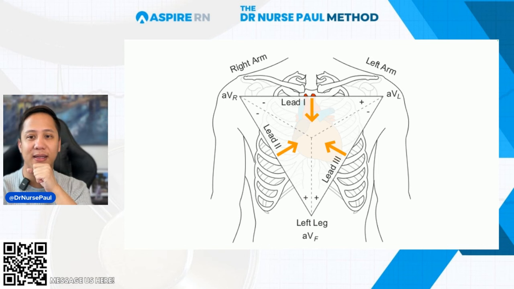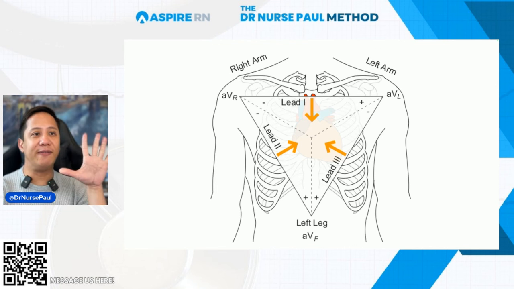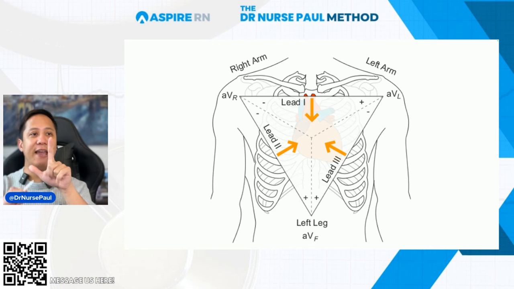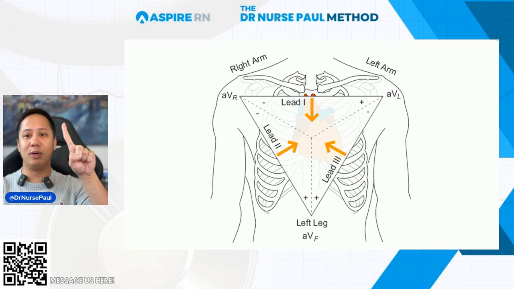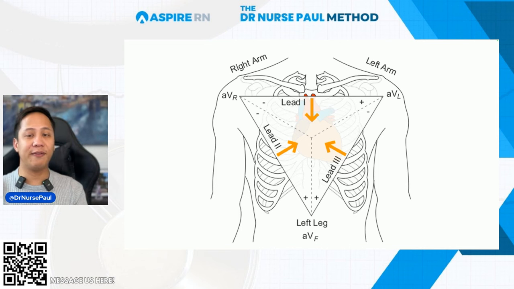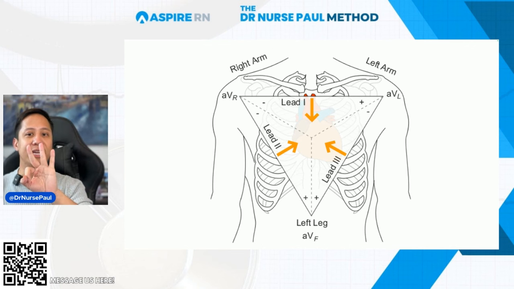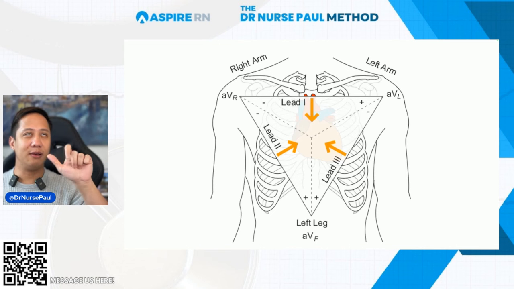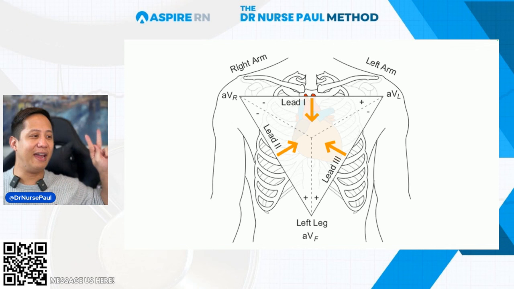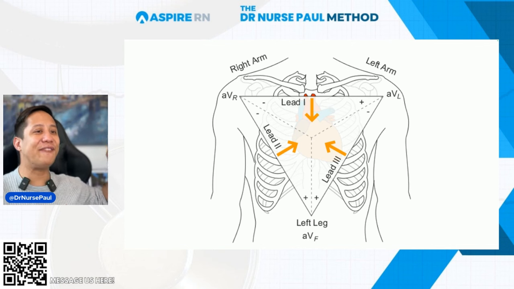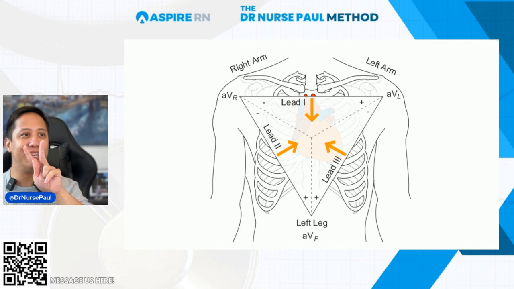V5, V6, aVL, and lead one. What am I looking at? The lateral surfaces of the heart. Very good. Lead two, lead three, and aVF. Is anyone doing American Sign Language here? A, B, C, D, E, F. Inferior. Agree, nurses?